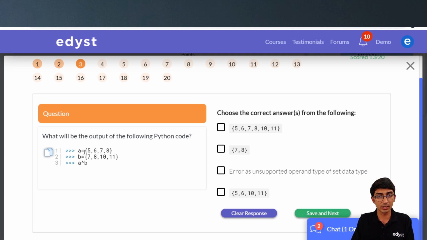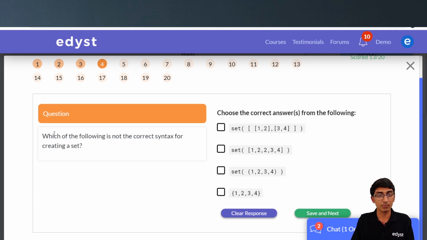What is the case over here? We have A is equal to 5, 6, 7, 8, and then you have 7, 8, 10, 11. And so what A raised to B in this case, what it does is it's a particular set operation, and what it will do is it will join both set A and set B without the common elements. So the common elements over here are 7, 8 and 7, 8. So it's going to join it without the common elements, and it's going to become 5, 6, 10, 11.